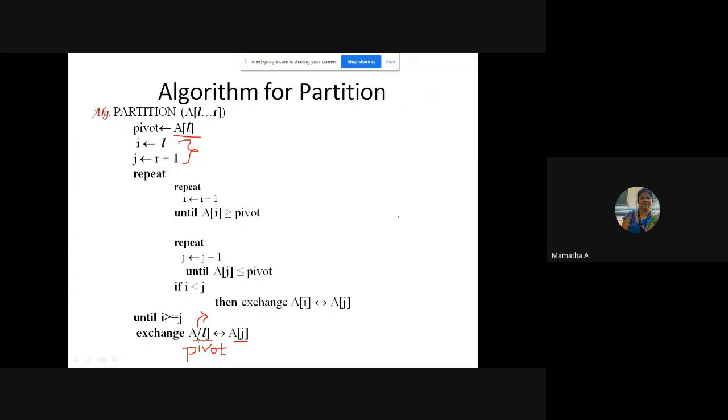Okay, many of them will write this pivot. Ma'am, you told exchange A of J with pivot, so I wrote pivot. That is the answer, or that's what madam told me. Right, in the exam you will tell. But pivot is an independent variable which holds a copy of the array element, isn't it? So if you do that, it will exchange with the variable, not within the array. So you should write A of L.